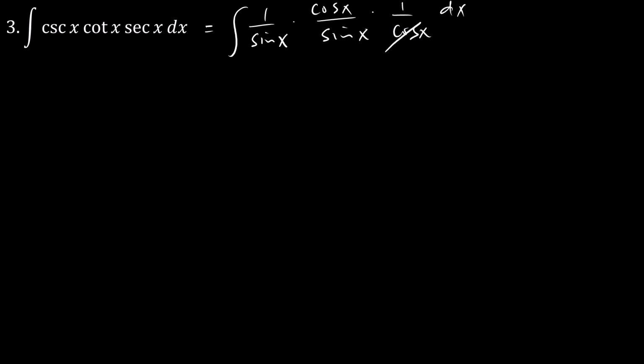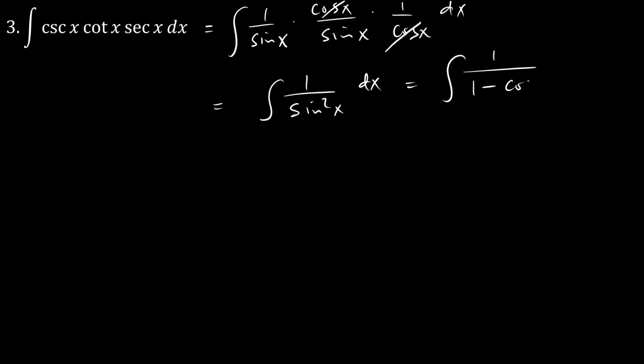And see that and that do cancel. So we do have 1 over sine squared of x. And that's the same as 1 over 1 minus cosine squared of x.